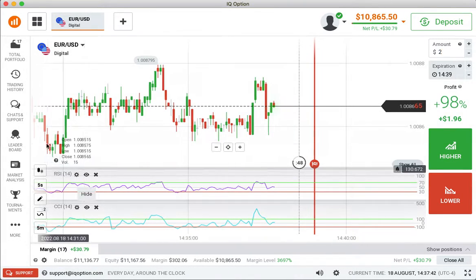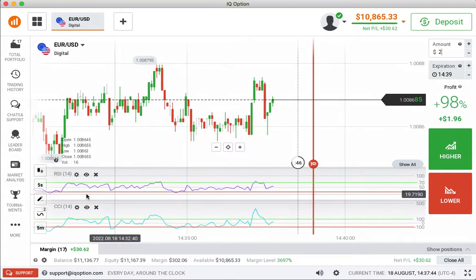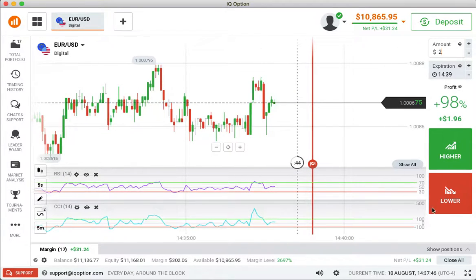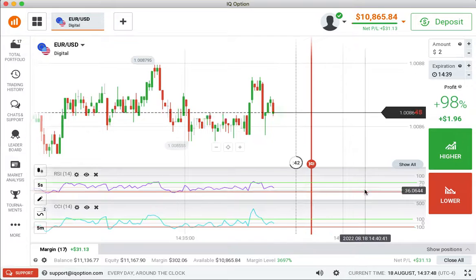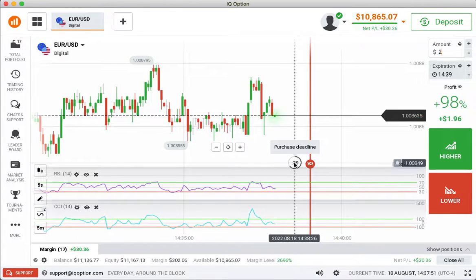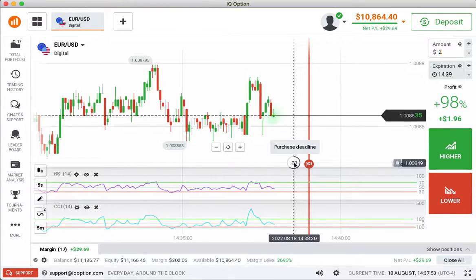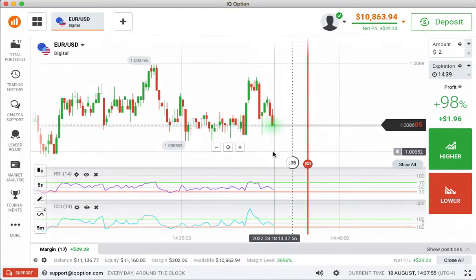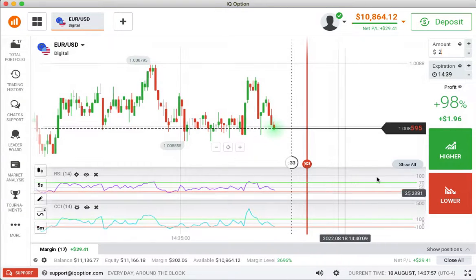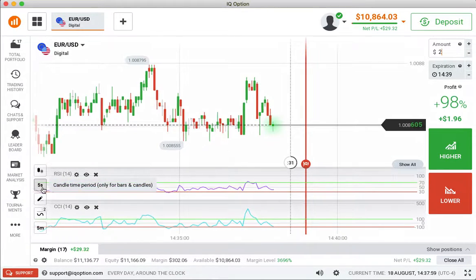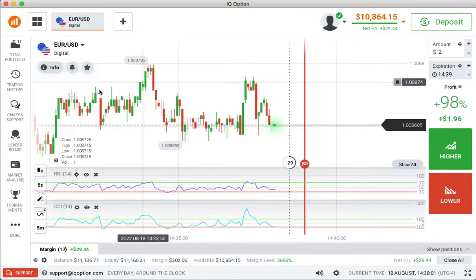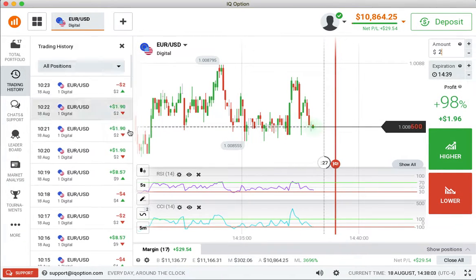This is redundant. RSI, Relative Strength Index, Commodity Channel Index, both set to default. We wait until the last 5 seconds of the purchase deadline to make a trade. If it's under the halfway point, we sell. If it's over the halfway point, we buy. Right? Our candle time is set to 5 seconds. And we trade like this.